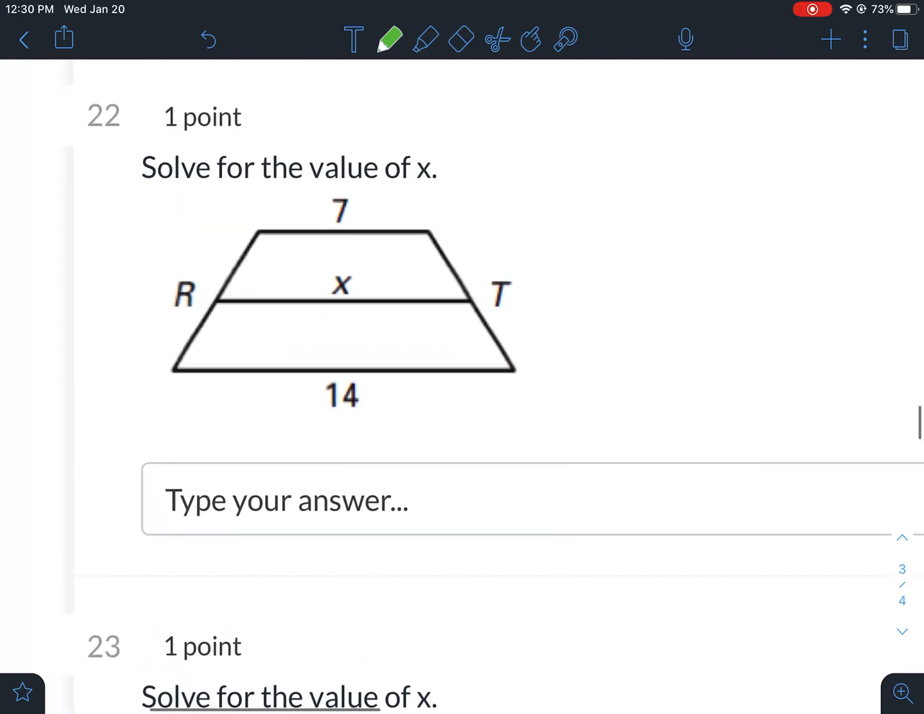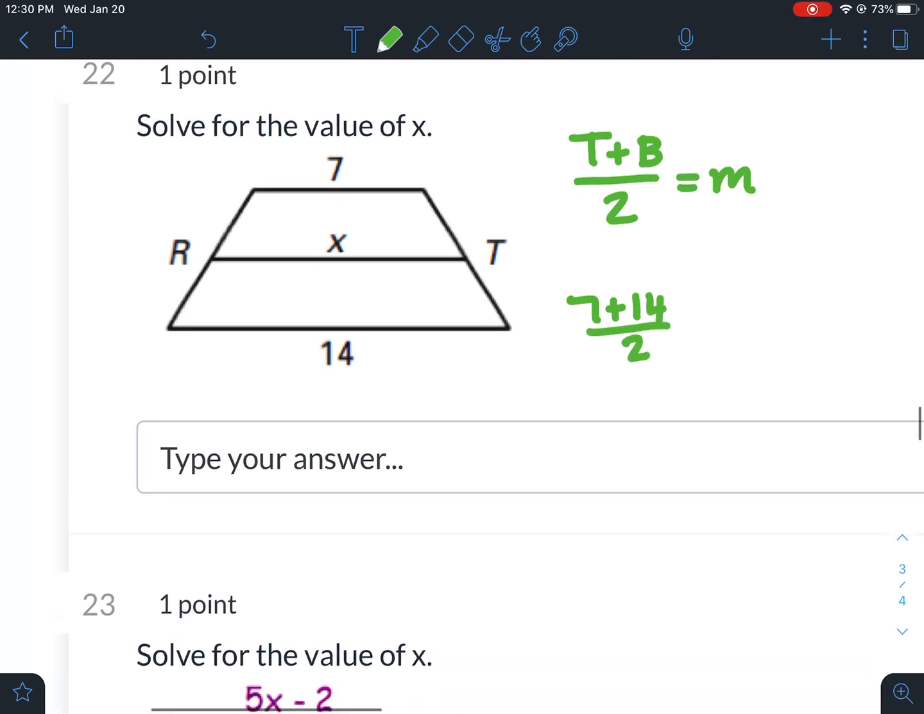Here are our trapezoids. So remember, our trapezoids have that cool thing where it's the top plus the bottom divided by 2 equals that mid-segment. So for here, we're going to do 7 plus 14 and divide that by 2.